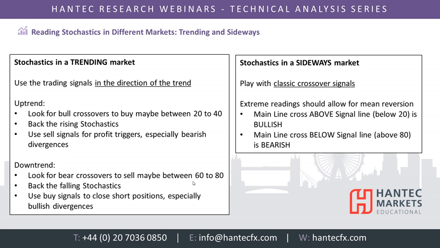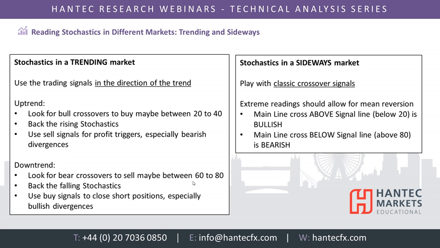So in an uptrend, you're basically looking for bullish signals. You're looking to buy. You're looking for buy signals, which would be in the instance of bullish crossovers, and those crossovers would be coming between probably 20 and 40. And the reason behind that is because in a strong trend, the stochastics should theoretically be predominantly, I'd say probably between 40 and 90.